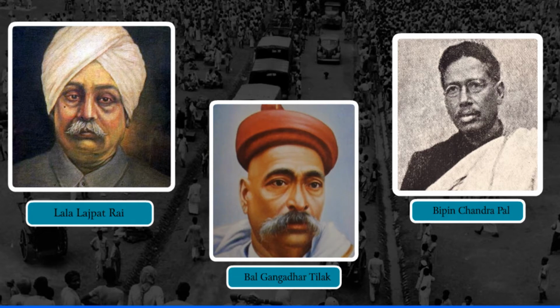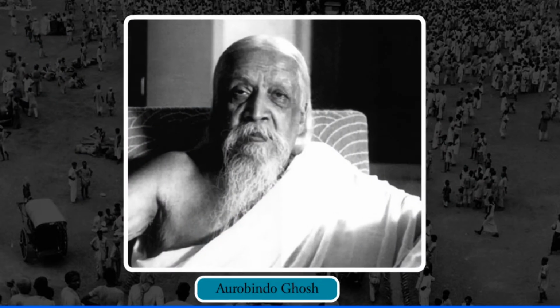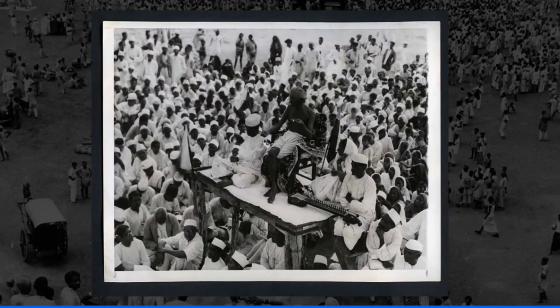Lala Lajpat Rai, Bal Gangadhar Tilak and Bipin Chandra Pal, along with Aurobindo Ghosh and other political leaders, started protesting against the government. The chief motive of the British to stay in India was to earn profit by selling their industrial products. Indian leaders attacked their interests by appealing to the Indian masses to boycott using foreign clothes and products and use only clothes made in India.